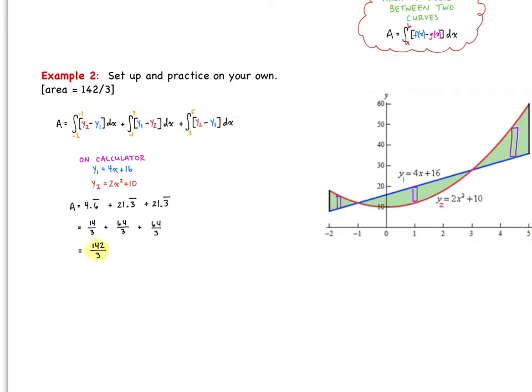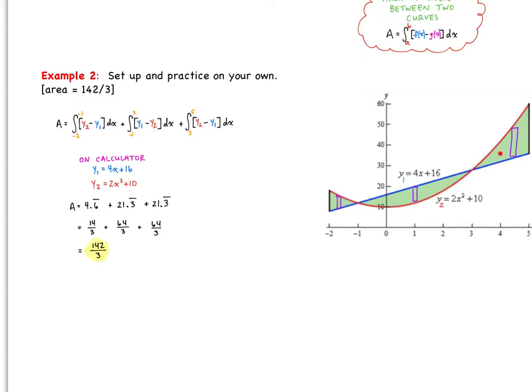Okay, looking at it, my first region went from -2 to -1 for my x values, and I had y2 minus y1, top minus bottom. In this second region, now my top and my bottom flip. So I'm going from my x values of -1 to 3, and this time it's y1 minus y2.